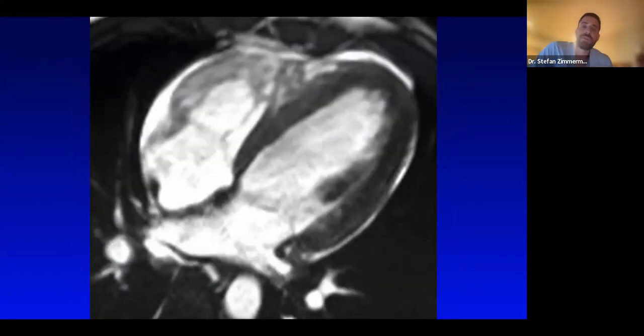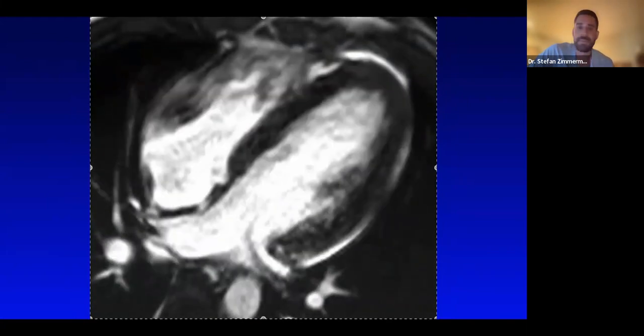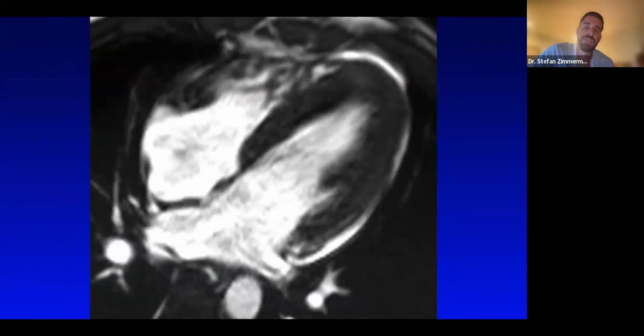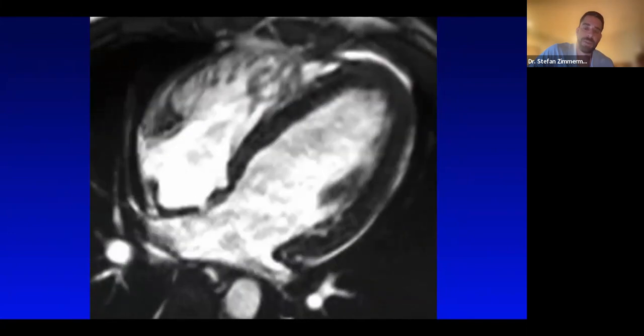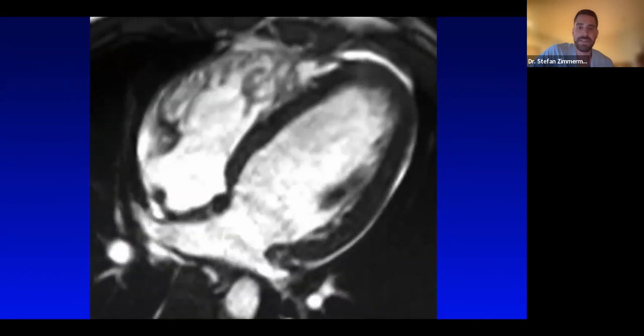Okay, so here's a picture of the chambers of the heart. This is actually a set of images from a cardiac MRI. And what we're seeing is the heart pumping. It's one of the cool things about cardiac MRI. We can see these things in pretty good detail.